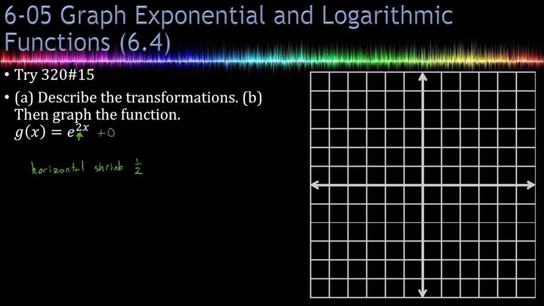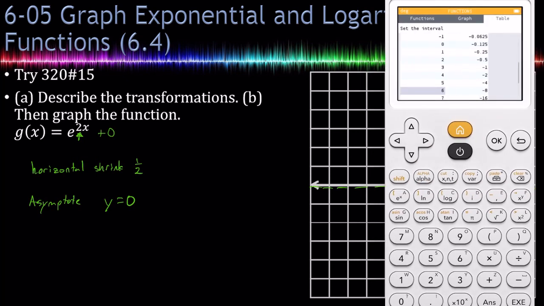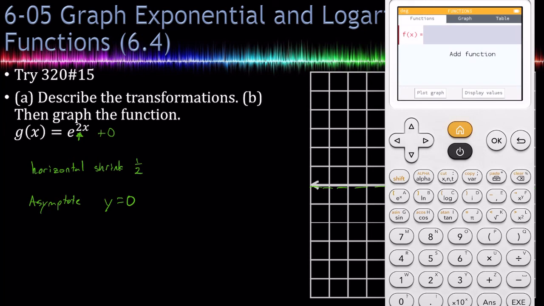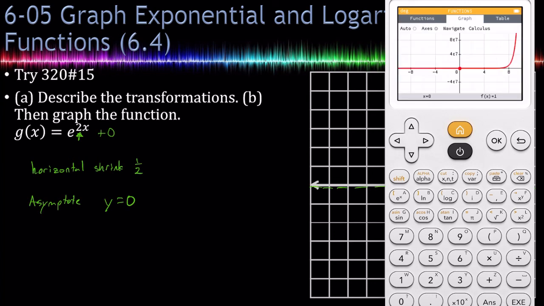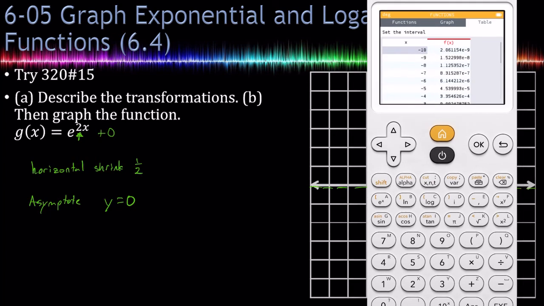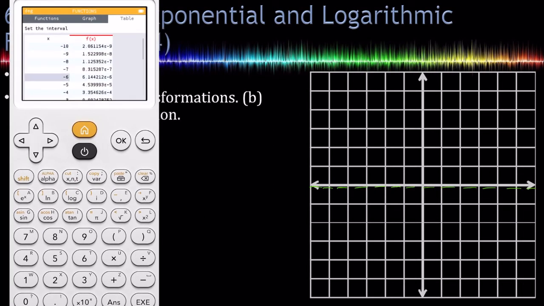Again, there's plus nothing on our end. So our asymptote is also y equals 0, which we can graph. And then we'll need to make a table. So I'm going to go back to my functions. e to the 2x. If you want to see the graph, there it is. But again, I'm interested in the table.